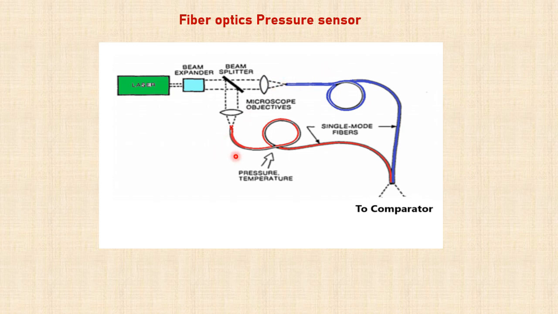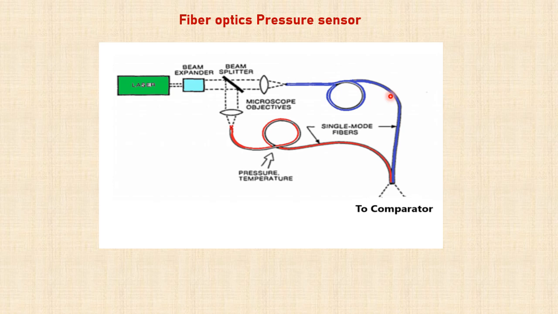There are two optical fibers you see. One is the blue colored one, the other is the red colored one. The light passing through this optical fiber is subjected to some pressure changes or temperature changes. So we call this a sensing cable. The other optical fiber you see here is not subjected to any change. So this is what we call a reference cable. This is the sensing cable, this is the reference cable.